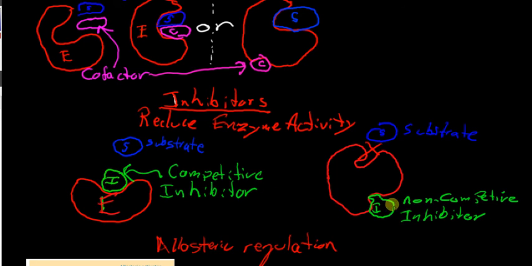In other cases, non-competitive inhibitors, kind of like cofactors, bind to a separate part of the enzyme that isn't the active site, but them binding to that place changes the shape of the active site of the enzyme, and then the substrate can't fit in there. So competitive and non-competitive inhibition are two ways that an enzyme's activity is reduced.